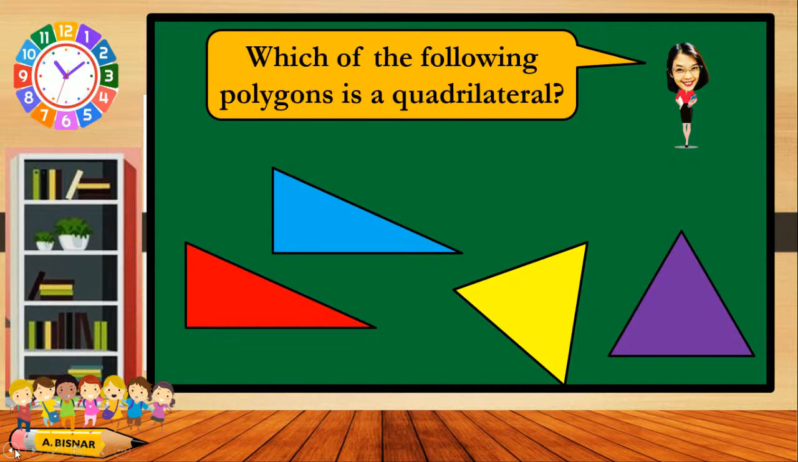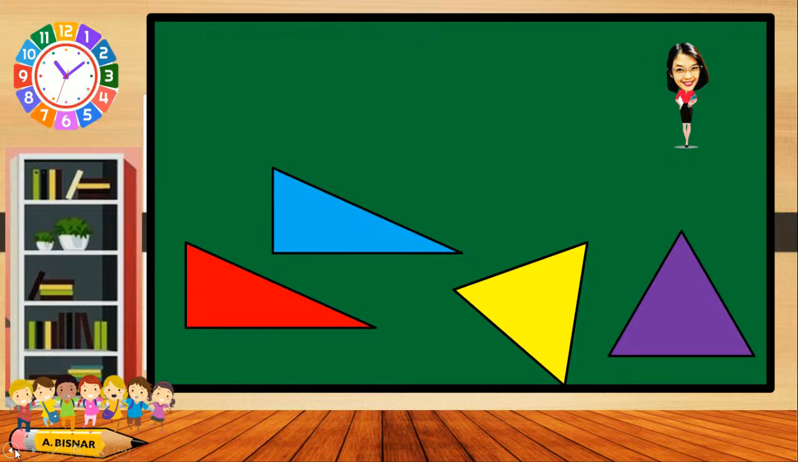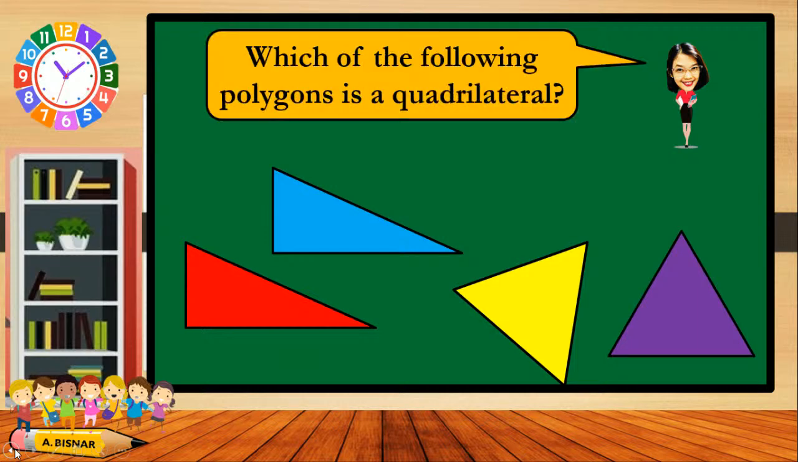From what we have studied, a quadrilateral is a polygon with 4 sides, 4 angles, and 4 vertices. From the illustrations in here, meron ba o wala? At bakit? Type your answers. Okay, that's correct. There's no quadrilateral from the given illustrations kasi lahat ay triangle.